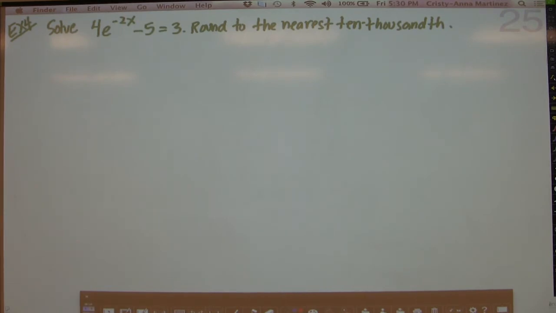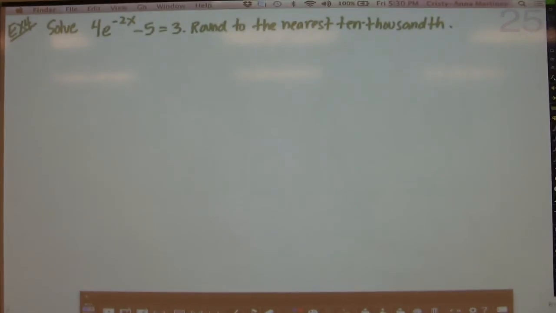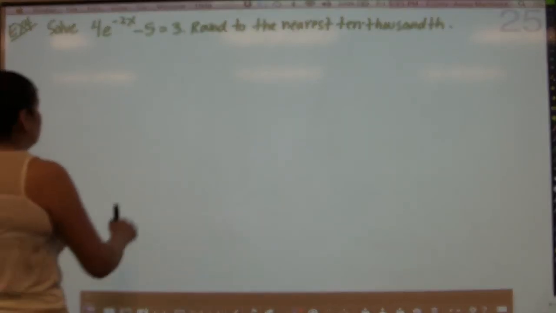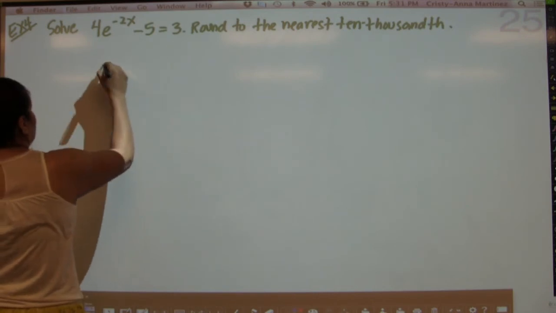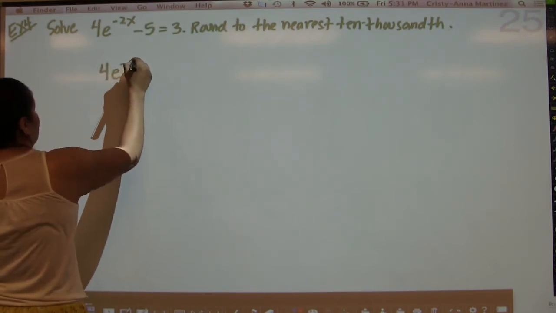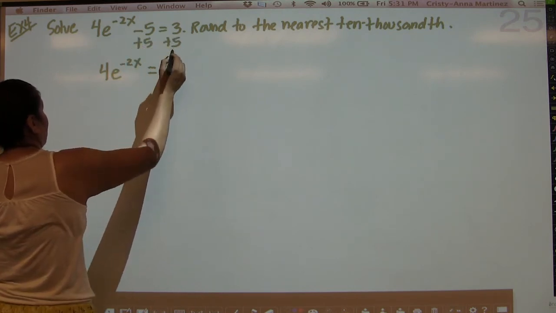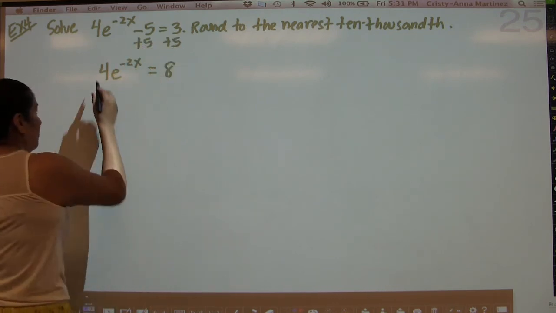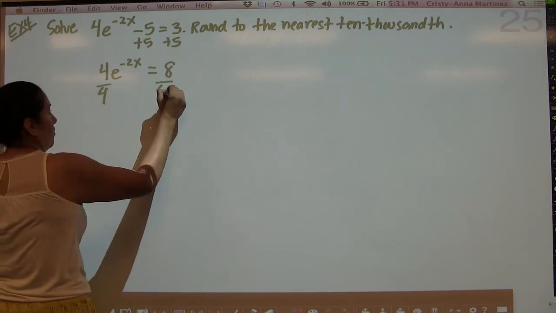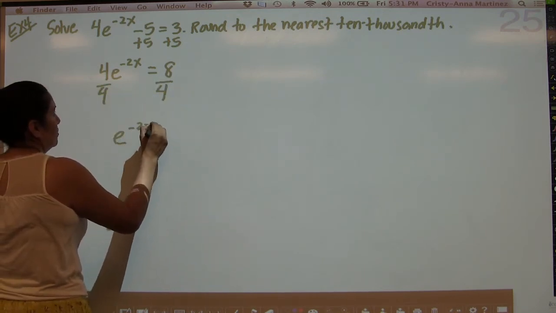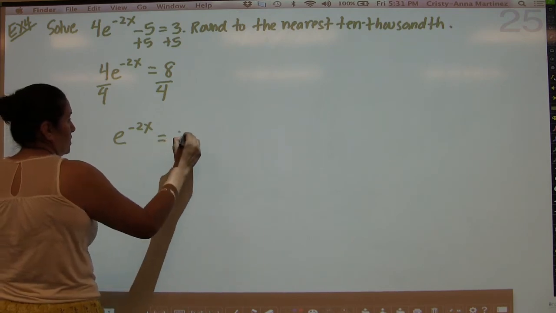So it says solve 4 times e to the negative 2x minus 5 equals 3. It says round to the nearest 10,000. But you can solve exponential equations that have a base e just like you could any other type of exponential. So we want to first and foremost move the 5 over to the other side. So we get 4e to the negative 2x equals, if we add the 5 to the other side, we're going to get 8. Then we want to get rid of the 4 here, so we're going to divide by 4. So e to the negative 2x equals 8 divided by 4, which is 2.